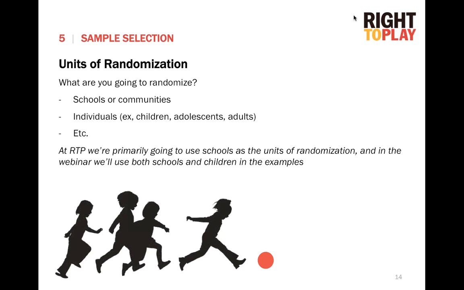Another point about randomization. There are a lot of different things that you could randomize. These are known as our units of randomization. So, for example, you could randomize the schools or the communities that you go to, or you could randomize the individuals, such as the children or the youth or the adults that you choose, or in some cases, you might randomize the households that you go to. In Right to Play, in the survey that we're doing, we're primarily going to use schools as the units of randomization, but for the purposes of this webinar, I'm going to use examples of randomizing both schools and children, just to give you a bit of a broader perspective on randomization.